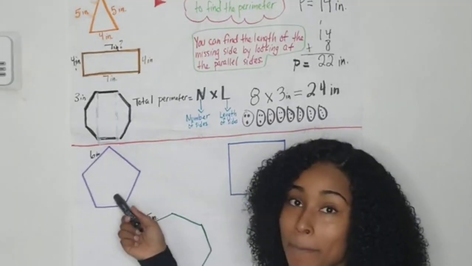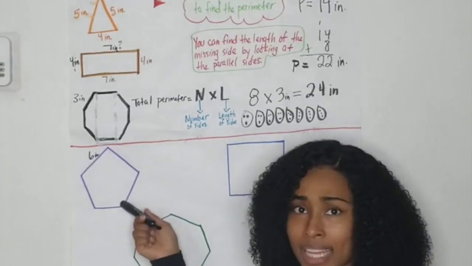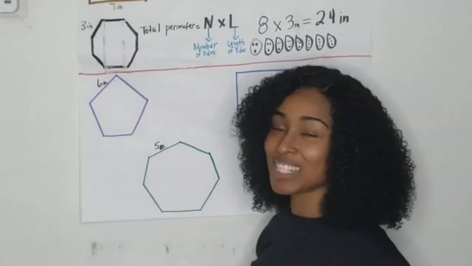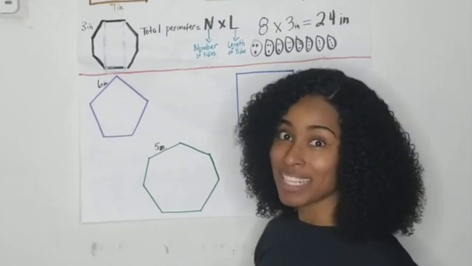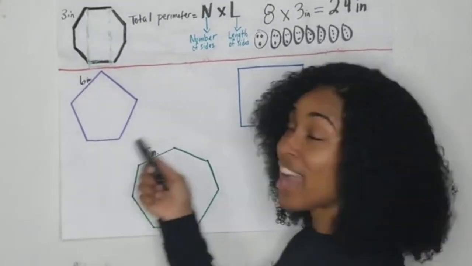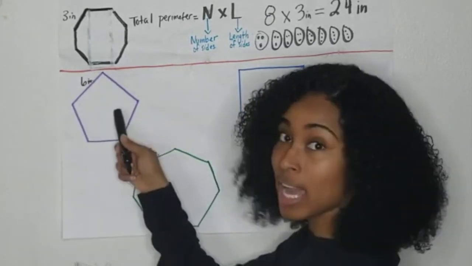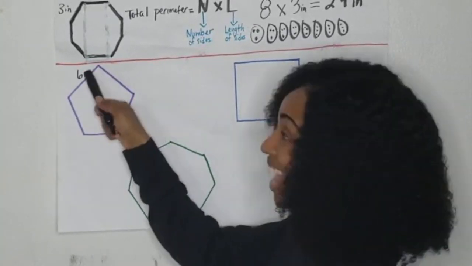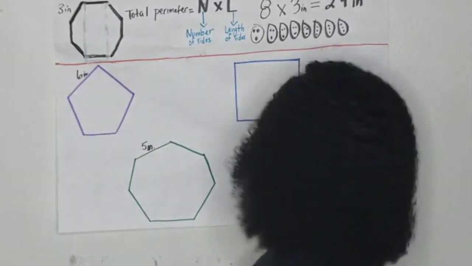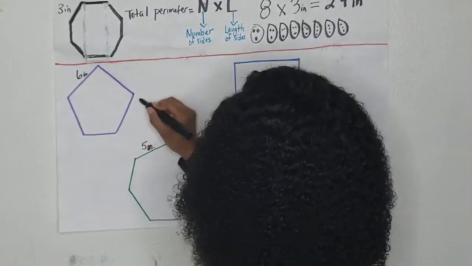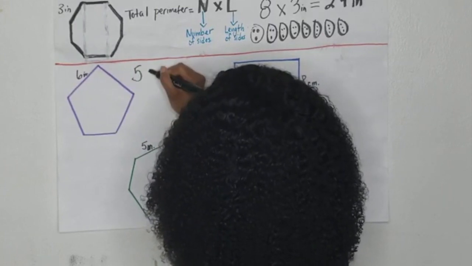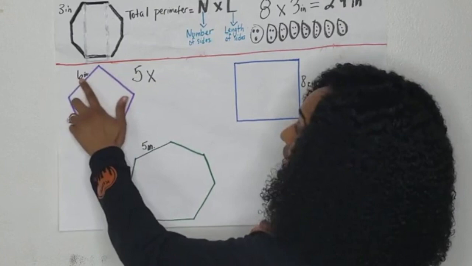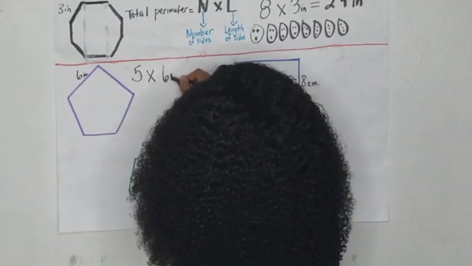All right, who can tell me what shape this is? It has 1, 2, 3, 4, 5 sides. Who knows? Yep, it's a pentagon. Now remember, I find the perimeter of a regular polygon by multiplying the number of sides by the length of each side. So this is going to be 5 times, because 5 is the number of sides, times the length, which is 6 inches.